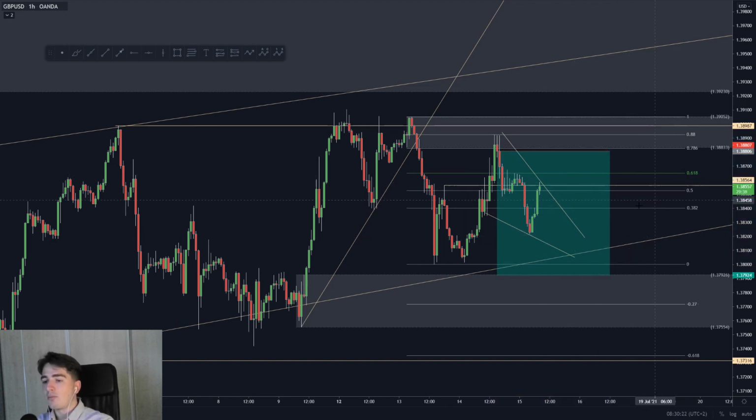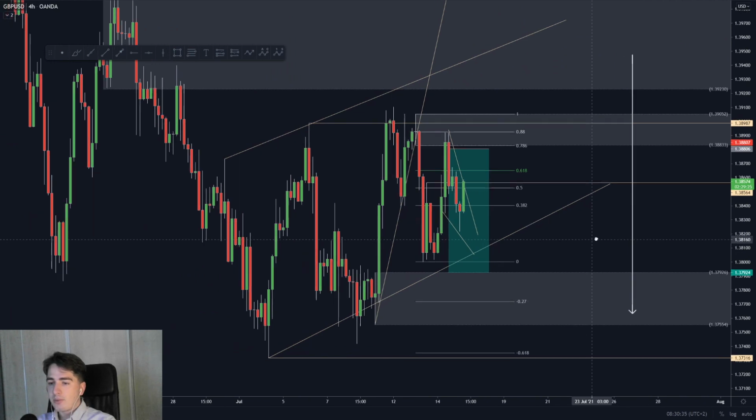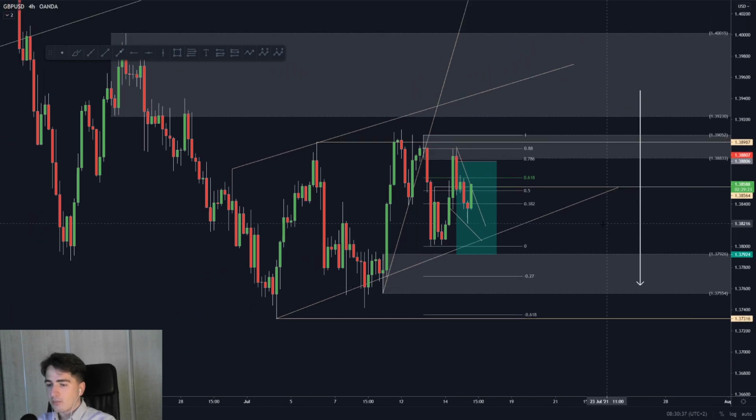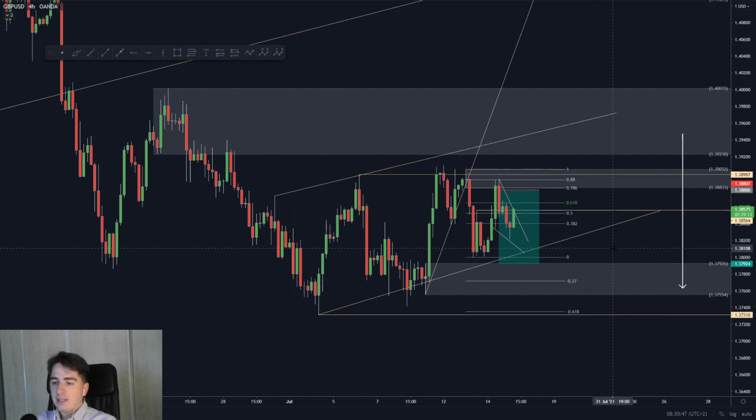But for now, I am just going to anticipate that pound dollar will push down lower due to euro pound being bullish and the dollar being bullish as well, potentially. Yeah, so that is it, to be honest, for pound dollar. Still expecting a little bit of further downside until we either drop down lower or we start moving back up towards 1.39. That's it for pound dollar.